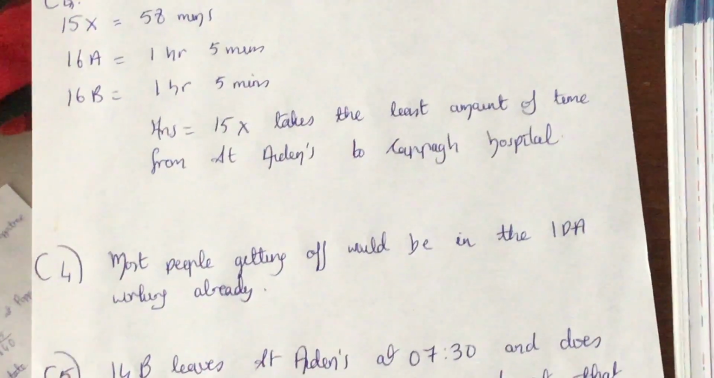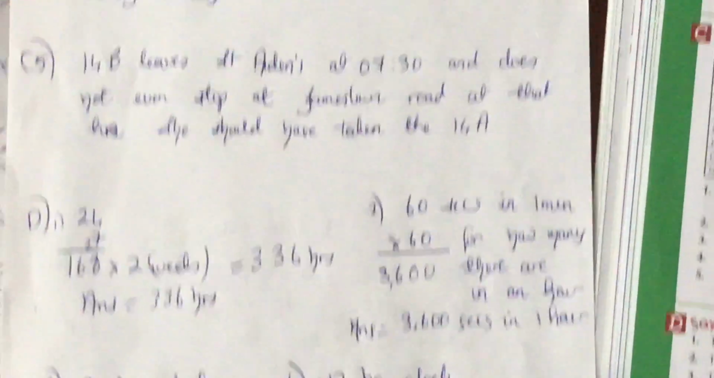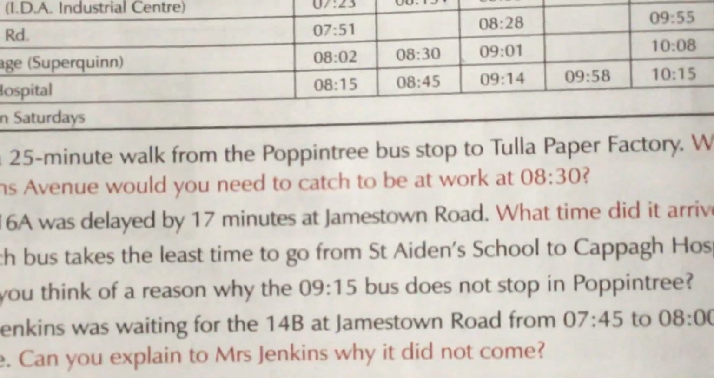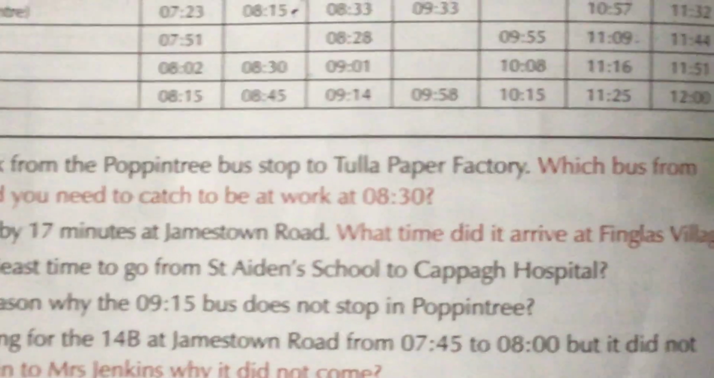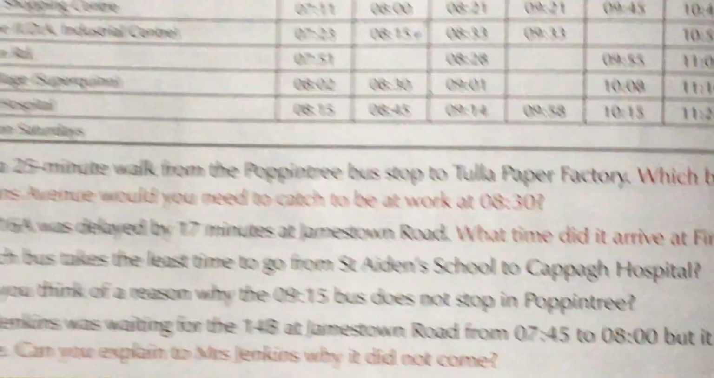And then we have Mrs. Jenkins. That's 5. So Mrs. Jenkins was waiting for the 14B at Jamestown Road, but it did not arrive. Can you explain why it didn't come?